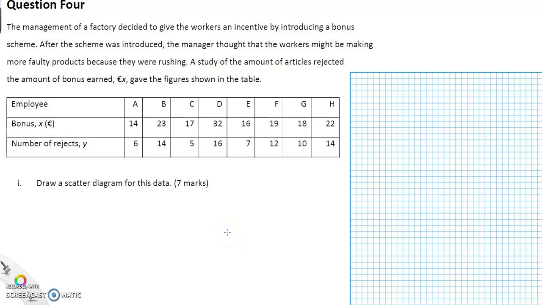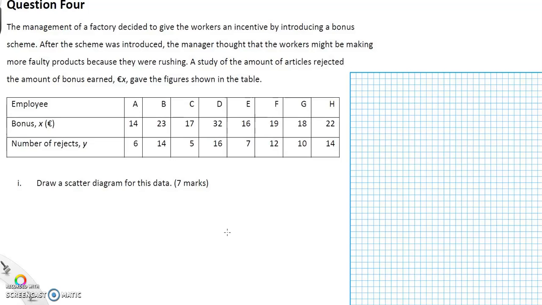The management of a factory decided to give the workers an incentive by introducing a bonus scheme. After the scheme was introduced, the manager thought that the workers might be making more faulty products because they were rushing. So a study of the amount of articles rejected and the amount of bonus earned in euros gave the figures shown in the table.